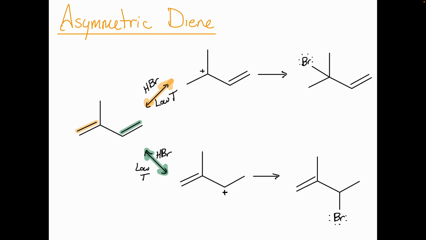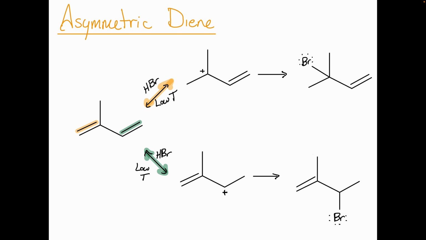Okay, so if my orange pi bond here, the one on the left, played the role of my nucleophile, I would get a carbocation located right here, always in the allylic position, right? But different than if my green pi bond played the role of the nucleophile, I would get my allylic carbocation over here, and these would lead to two different products. Both of them are 1,2 adducts. All right, so how am I supposed to tell which one is going to form more preferentially than the other one?